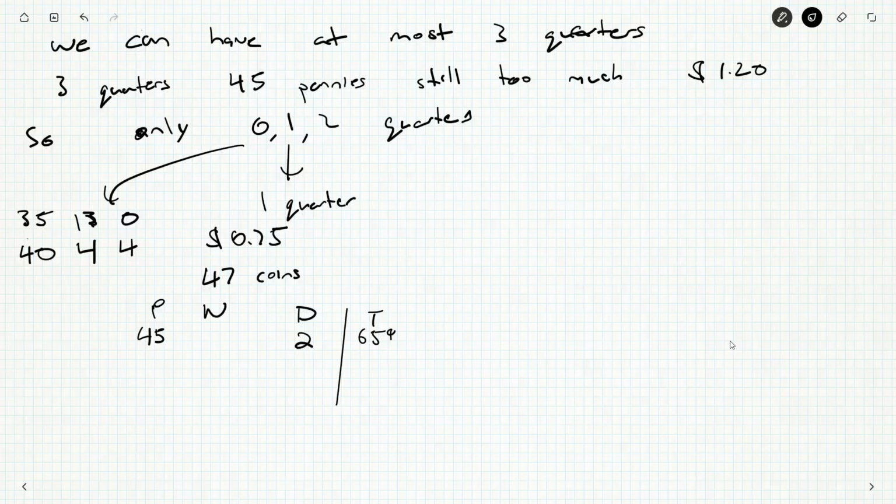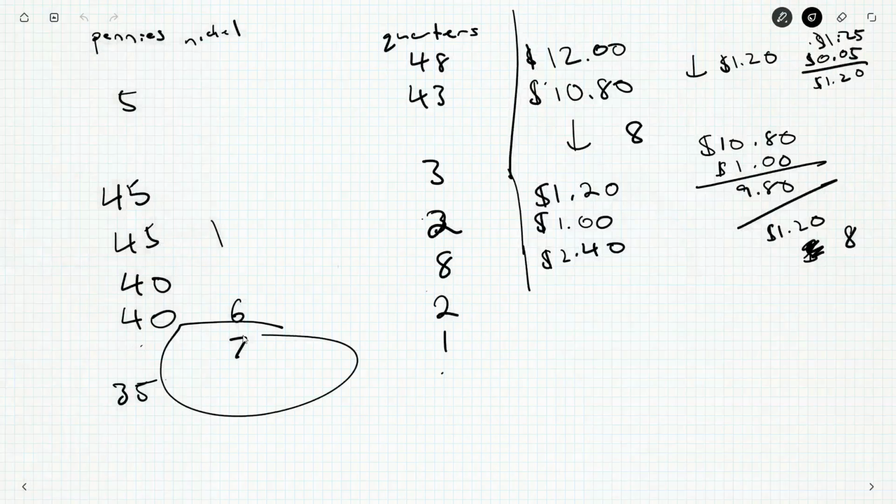Well, what if we could have 45 with 2 nickels? No, that's too little. So we can't do 45 pennies. What if we did 40 pennies? Well, we could have 7 dimes, but that's a little too much. So we're going to have some sort of connection between dimes and nickels. So if we had 7 nickels, that would be 75 right on the money. So 40 pennies, 7 nickels, and 1 quarter. I think we already had that scenario. Yeah, right here.